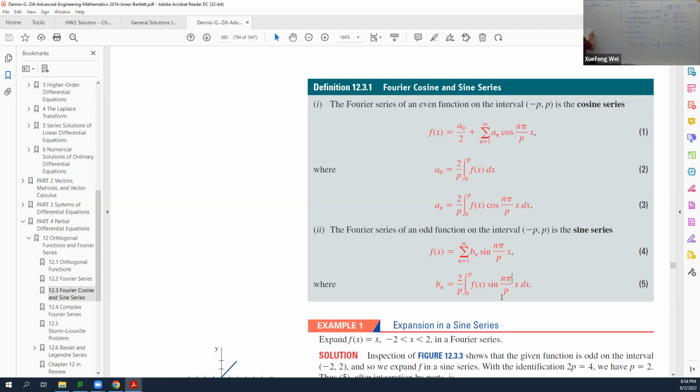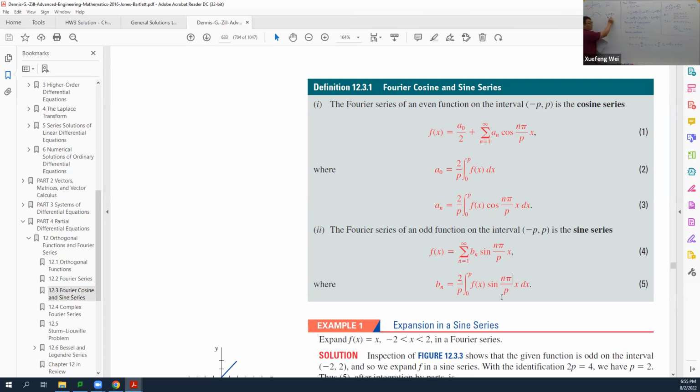What is the base one? The base one is from minus L to L. That's the first one, and I want to make this look like a sine. The base frequency is this, from minus L, and this is your B1 sine of pi over L x. Why is it pi over L? Because the period is 2L.